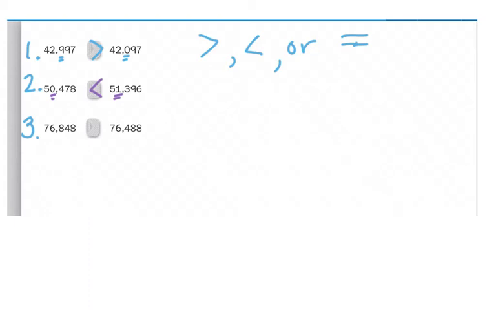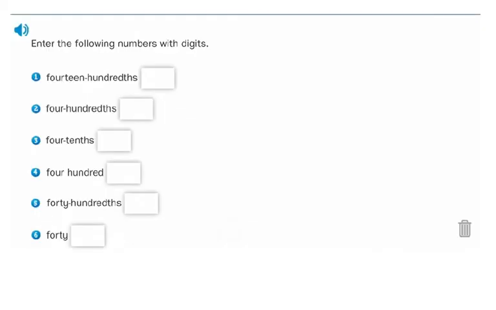Number 3, 76,848 is greater than 76,488. The first place they are different is in the hundreds place. Go ahead and erase your whiteboard.